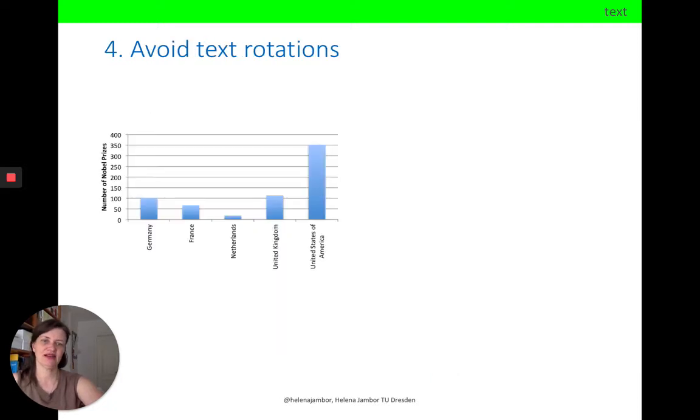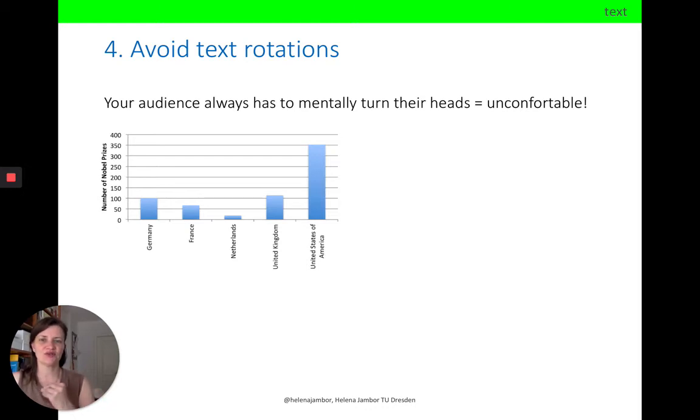Number 4 topic is: please avoid text rotations. Now we're not talking about the amount and type of text, but about the text layout. In this case, you have a vertical bar chart with vertical labels. Each degree that a label is turned around causes your audience to turn their heads, at least mentally, which is a bit uncomfortable and not easy to read. If you have vertical text, you force your audience to mentally turn their heads, which is uncomfortable, and no one likes being uncomfortable.